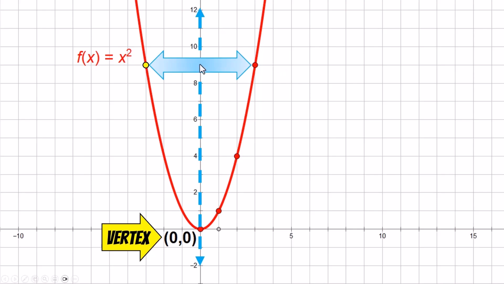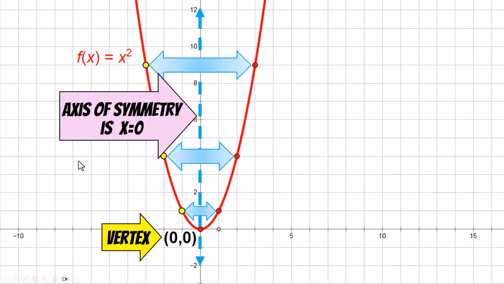If you know what one point is, its evil twin is over here on the other side. 3 units over, this would be 3 units back. Same thing with this point. It's going to reflect across that line. So we call this an axis of symmetry. And it has an equation. This is the equation x equals 0. That's what equations for vertical lines look like. It's kind of confusing because they look like points too. It's easy to get though because it's always going to be the x coordinate of your vertex.